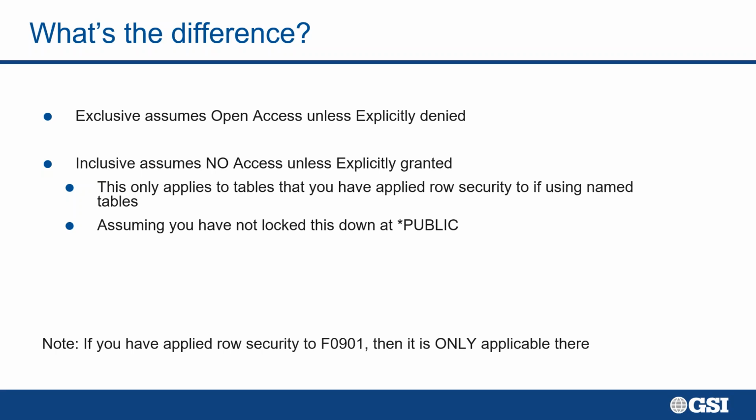And one last time, just to reiterate, because this is a big one that is somewhat confusing. If you've applied row security to a named table, for instance, F0901 down here, then it is only applicable to that table. It's not looking at any of the other tables. So any of the programs that use F0901 will inherit the security that you have given to that user for table F0901. So keep that in mind. Again, look at what programs use what tables, MCUs used with tables, to find those types of things out. It is good to know how your row security will interact when you set it up.